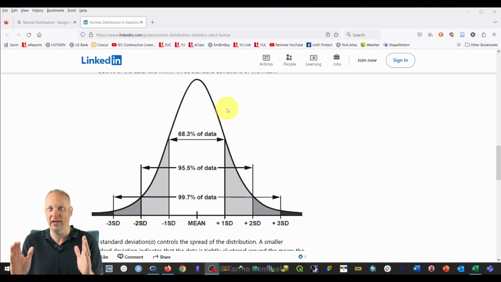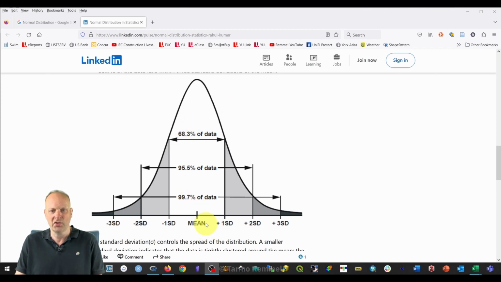Obviously, if you have a larger standard deviation, it means you're covering a larger range of values. A smaller standard deviation means that the range of values is tighter. But still, 68% of all of the values, or 68% of the people that took the test, will have a grade between the mean plus or minus 1 standard deviation.